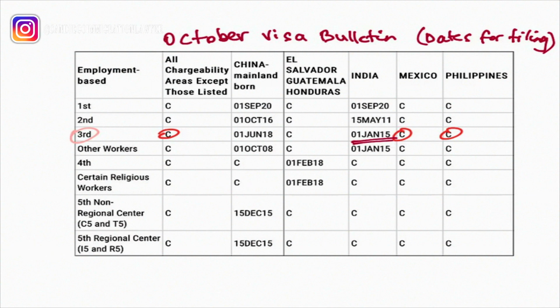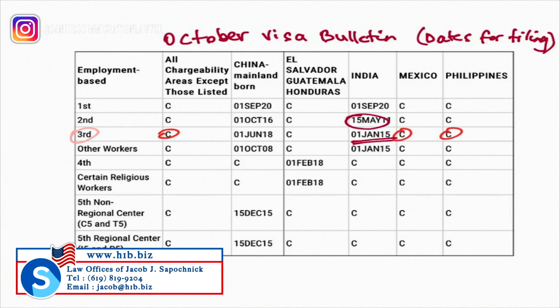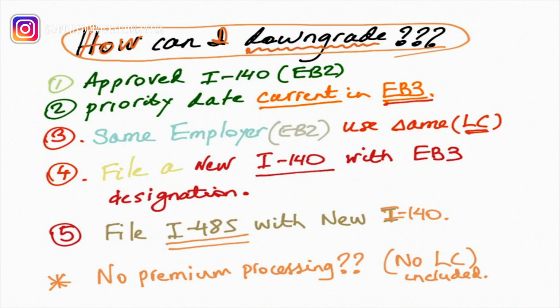And if you look at EB2 India, they're still behind at 2011. So that's why it's interesting for some people to downgrade, because it's faster to move in the EB3 category as opposed to the EB2 category. That's what I mean by the downgrade, because EB3 is going so fast, specifically for India. So let's talk about how it works.